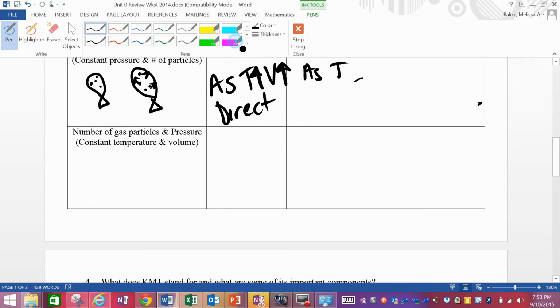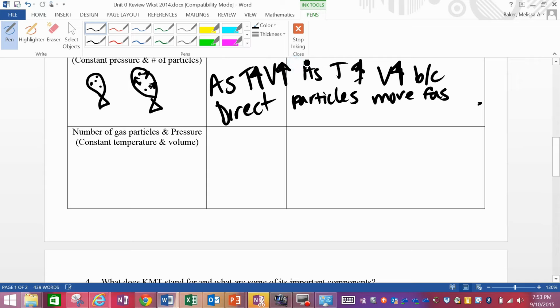I'll explain it over here again. As temperature goes up, volume goes up because particles move faster, and if you've got a flexible wall like the balloon, for example, they can push on those walls more.